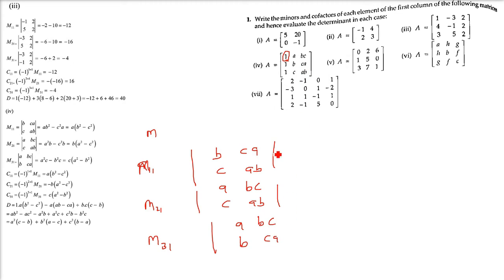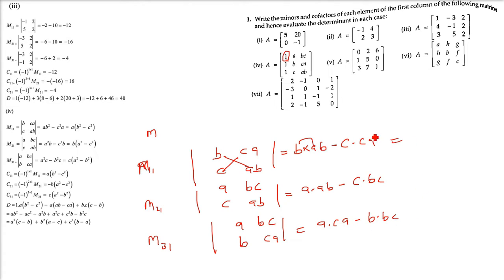Now just cross multiply because this is 2 by 2. So you have to find out the determinant here. B into AB minus C into CA. Here A into AB minus C into CB or BC. Here A into CA minus B into BC. So you have a into b squared minus c squared, where you can just take a common.